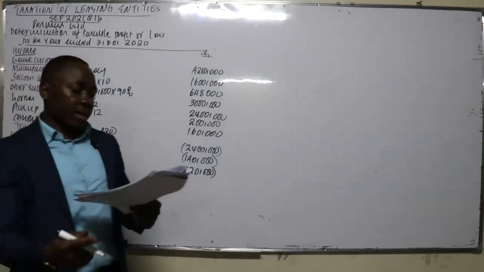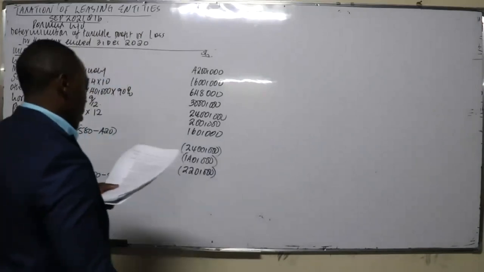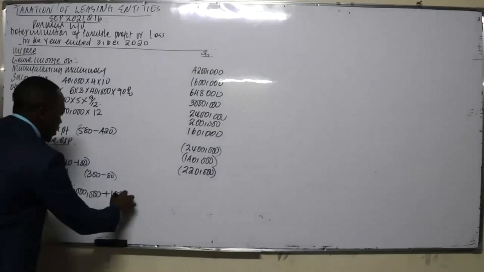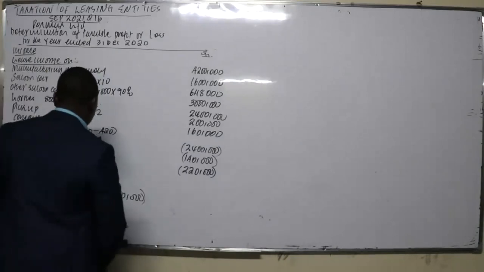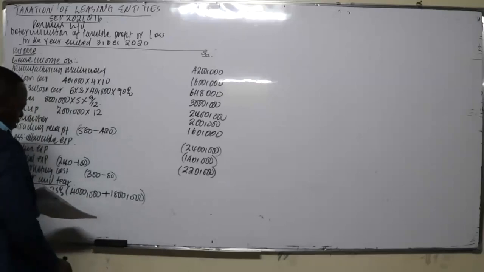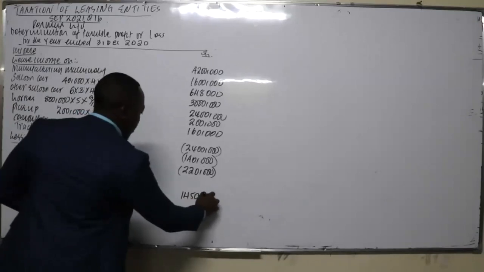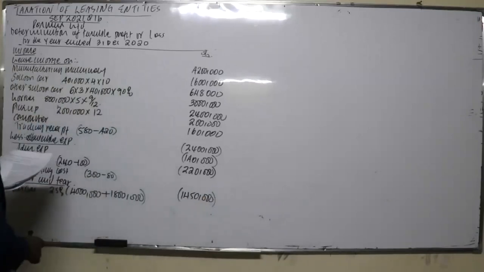During the year, we purchased an additional rolling stock at an amount of 1.8. 25% of that is 5.8. That is 29. 29 divided by 2 is 14,500, eh? 1.45. Then you also have computers.